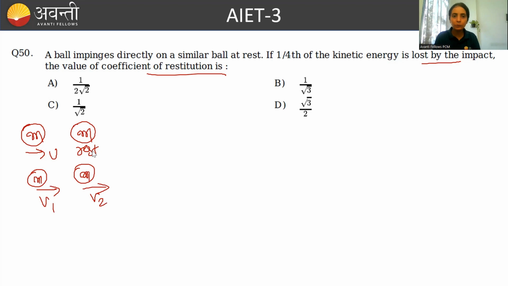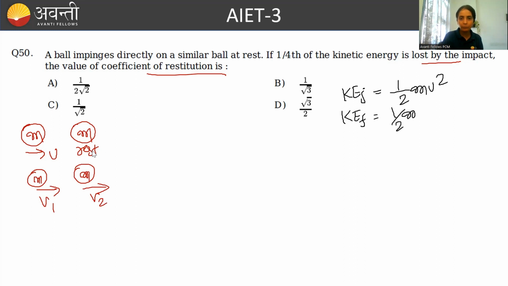Okay. So according to the question, 1/4 of kinetic energy is lost during the impact. So initial kinetic energy, if I go on to write, it will be half m u square. Second is at rest. Final kinetic energy will be what? Half m v1 square plus half m v2 square. Done. And if kinetic energy is getting lost during impact, then final kinetic energy will be less than initial kinetic energy. And that loss in kinetic energy is equal to how much? 1/4 of the initial kinetic energy.